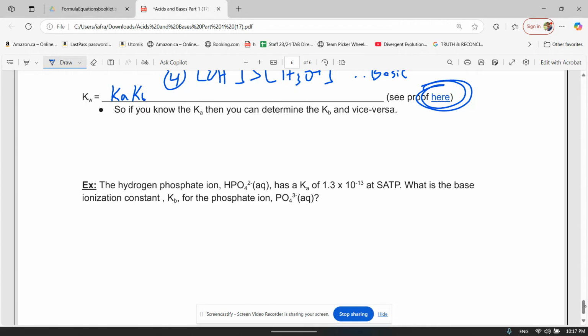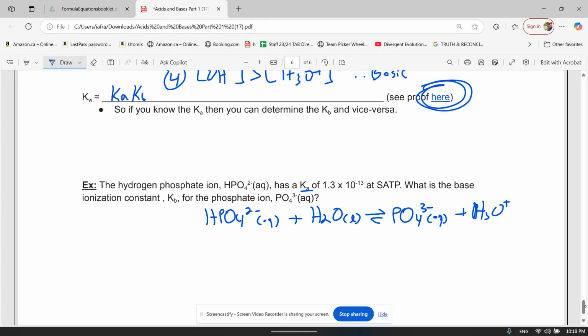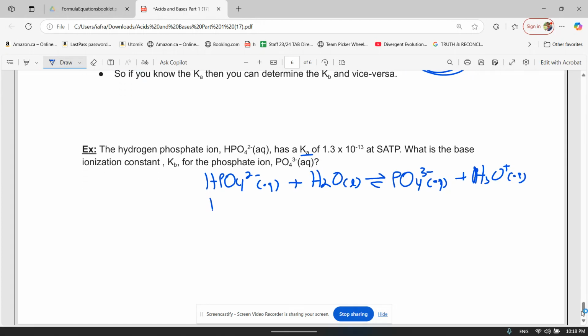So just to show you this here, we essentially have HPO4 2-, aqueous, and it's going to be reacting with water, and it's going to produce, assuming this is an acid here because we said Ka, we're going to give away the H and it's going to become PO4 3- aqueous plus H3O+ aqueous. And so for this there would be a Ka, and the Ka would be 1.3 times 10 to the power of negative 13.